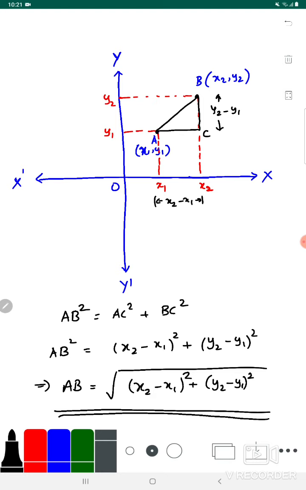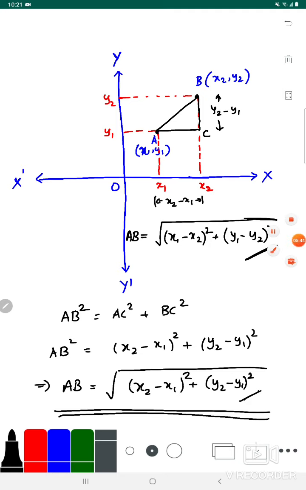Also, the same distance formula can be written as root of x1 minus x2 whole square plus y1 minus y2 whole square. The difference will always be the same, so there is no difference. So this is also AB, and you can find the distance using this formula also, right. So this is about the distance formula, right.